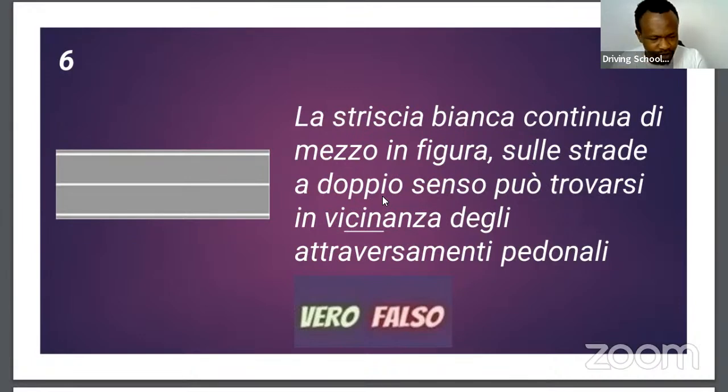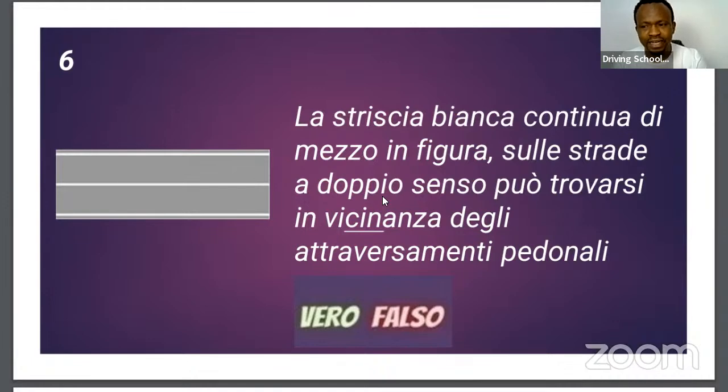Number 6, vero o falso? Read it very well. Read it very well. If you get it wrong, you are going to own it. So be careful not to get it wrong. Vero o falso? Number 6.